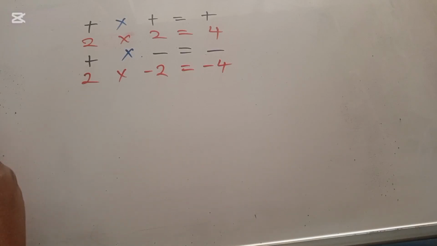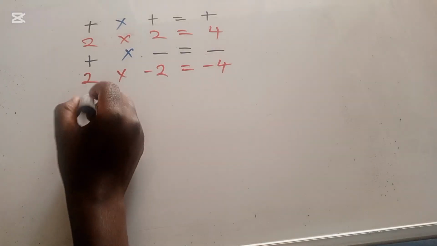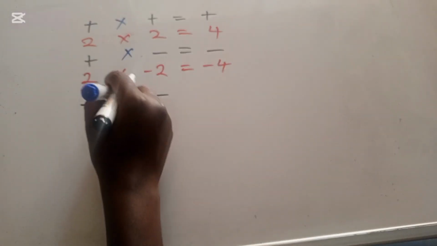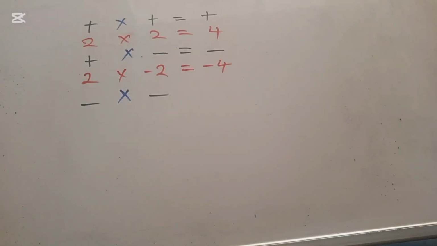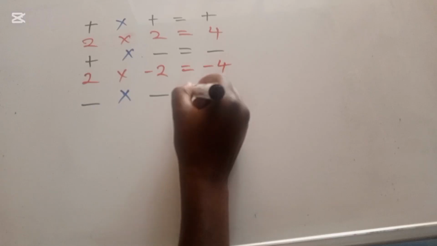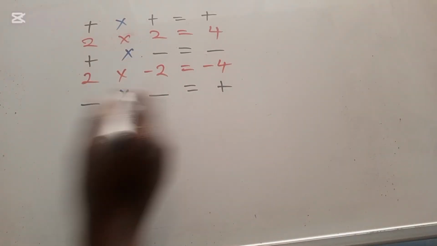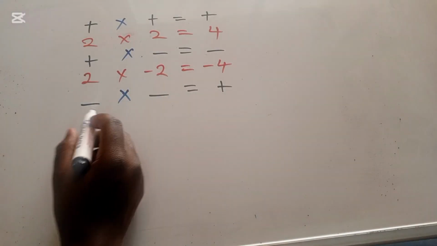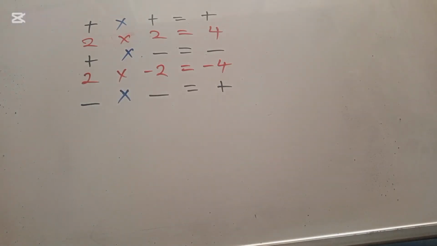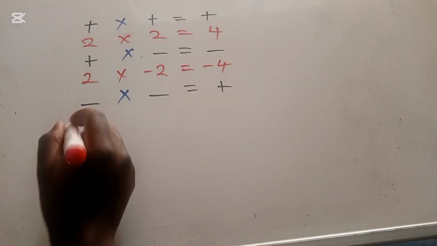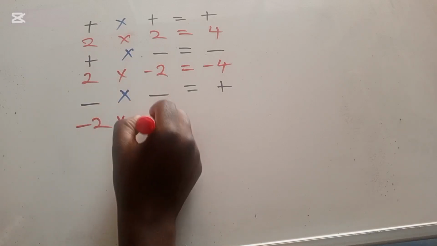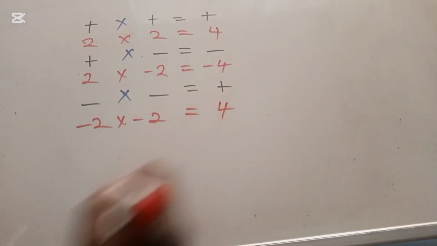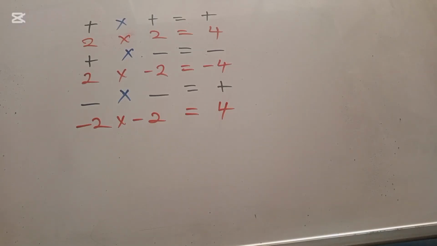If you have a negative and a negative number and you want to multiply, negative times a negative, the answer will be positive. This one you need to note very, very well: negative times negative is positive. Example would be negative 2 times negative 2, the answer is positive 4. You can confirm that in your calculator, and you'll find that it is very, very true.